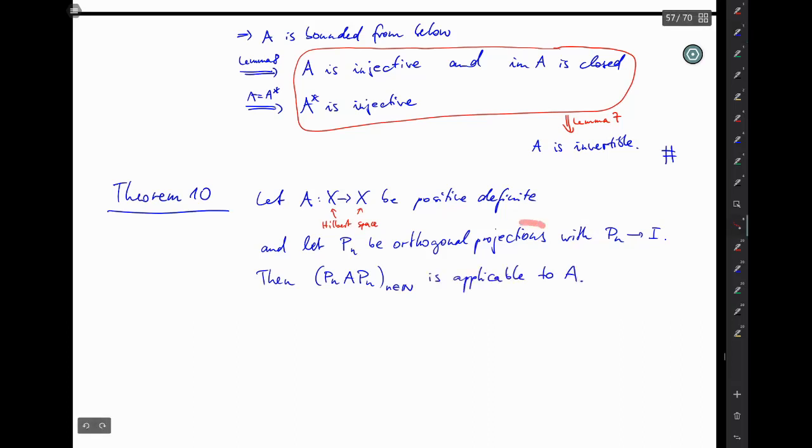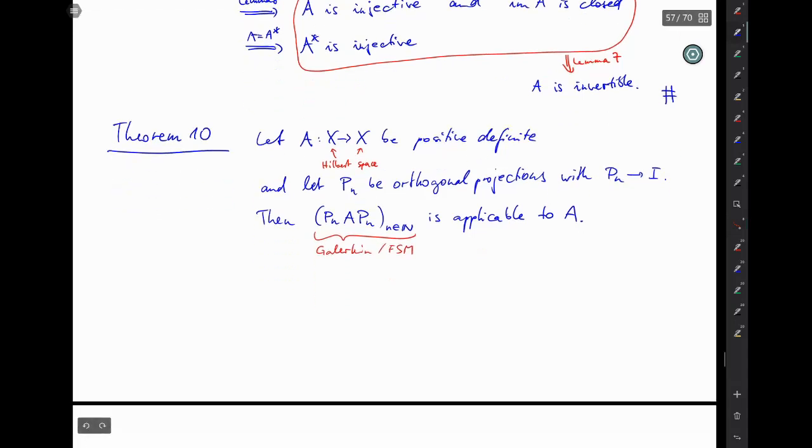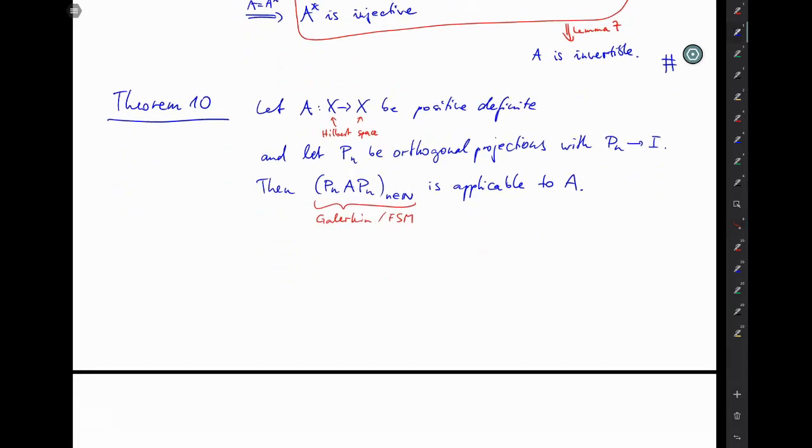Because Pn are orthogonal projections, this here is a Galerkin method. And as we learned earlier, on the level of coordinate vectors, it's just the finite section method. So we could just call this the FSM if you want, or we could just leave it as it is. So let's prove theorem 10.